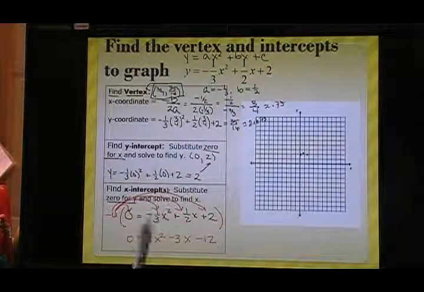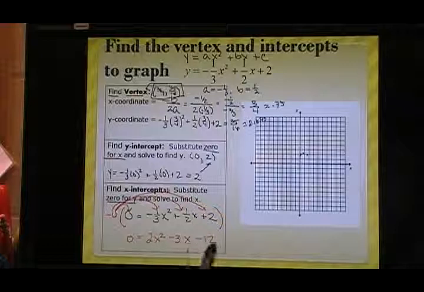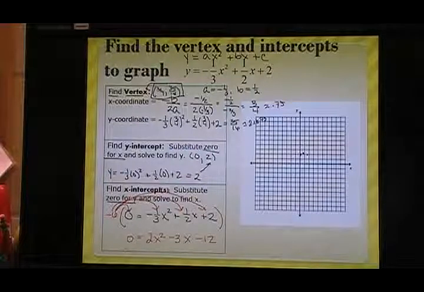Now we need to solve. We can try to factor. We can complete the square. We can use the quadratic formula. Just because 12 has so many possible factors, I think I'm going to go ahead and just try to use the quadratic formula because I'm not sure that it will factor.